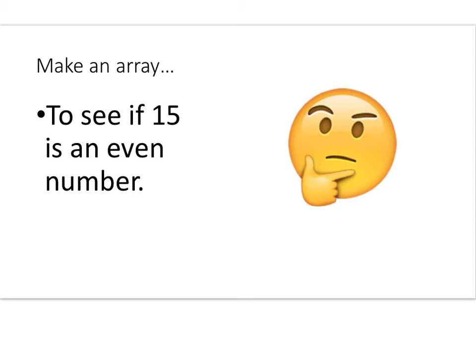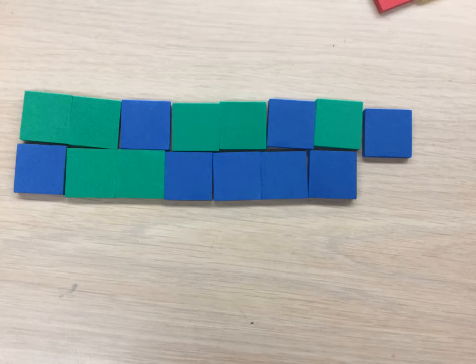So now what we're going to do is take a look at Sophia's. I'm going to have Sophia explain what she did. Because Sophia, she made an array. Here's her array up there. You can see it. Sophia, when you have 15 and you're using an array to prove if it's even or odd, what does this picture show you? That 15 is an odd number. Tell me, and I want you to circle how you know.